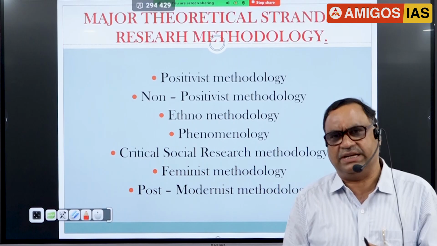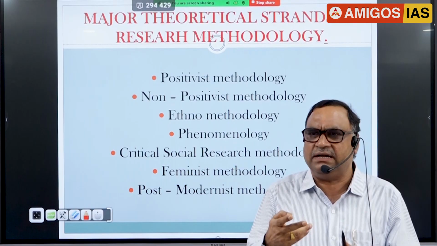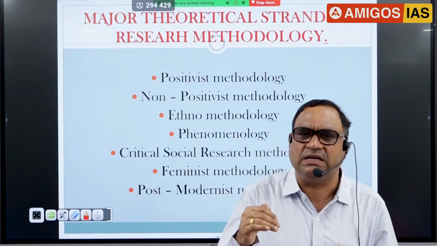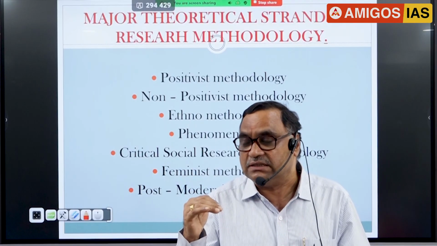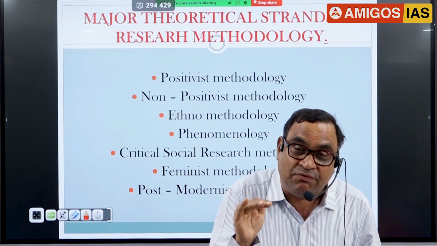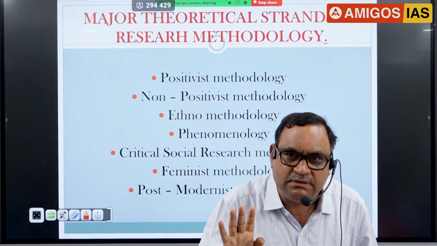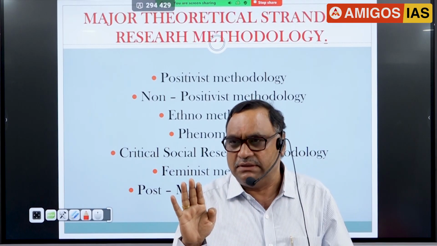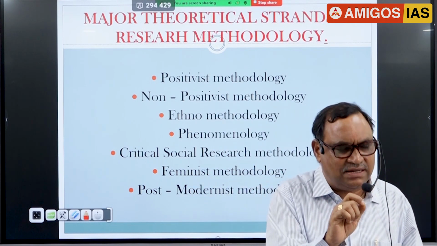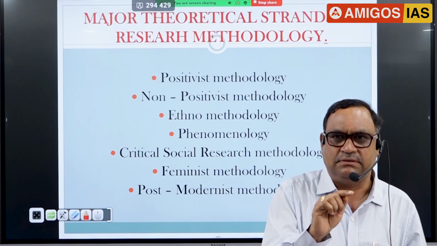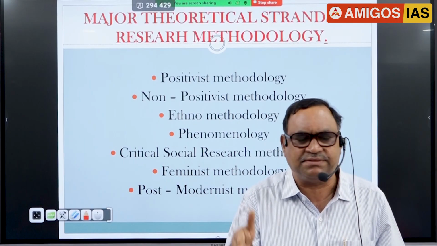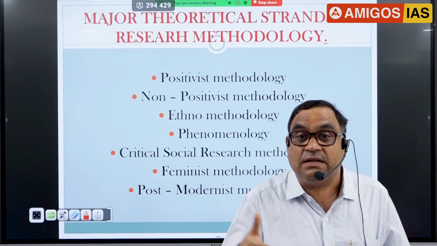And at the end of 18th century and the beginning of 19th century, there was an argument: can we really apply the natural science methodology, which is used for the study of physical phenomena, for the study of social phenomena or not? Please try to understand very carefully. Scientific methodology is used by the natural scientists, in physics, chemistry, biology, mathematics. All these are the basic sciences.